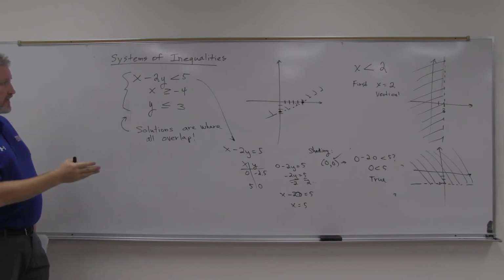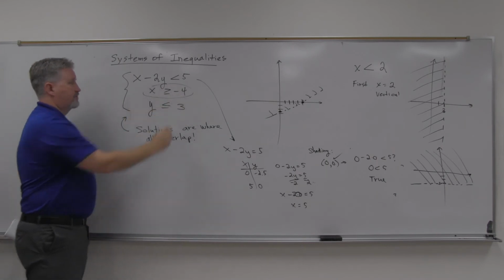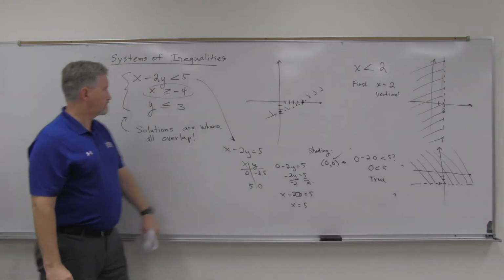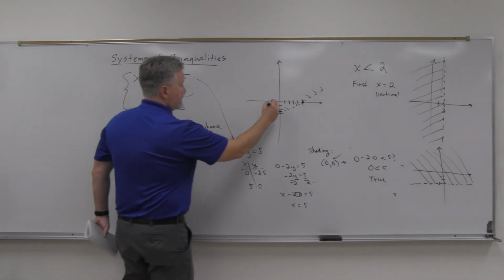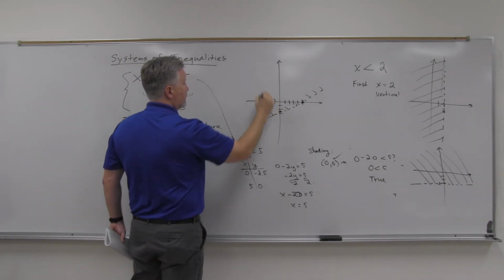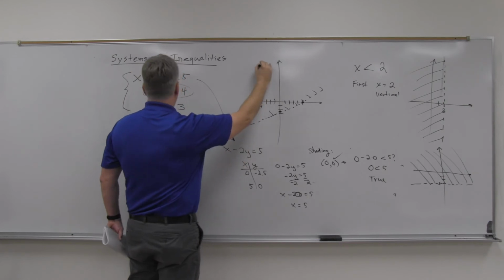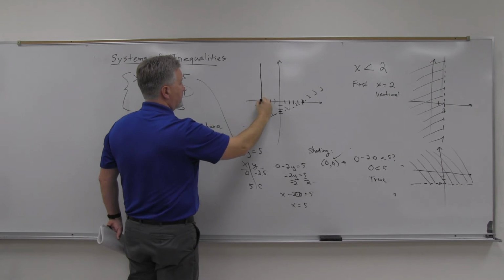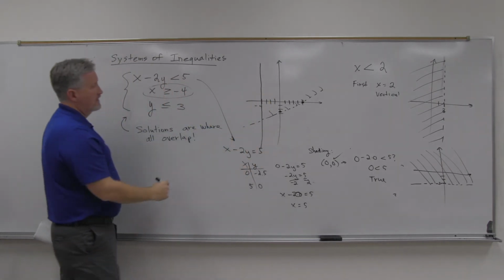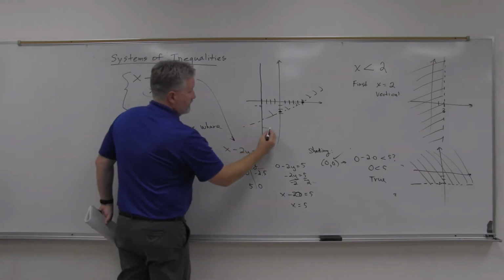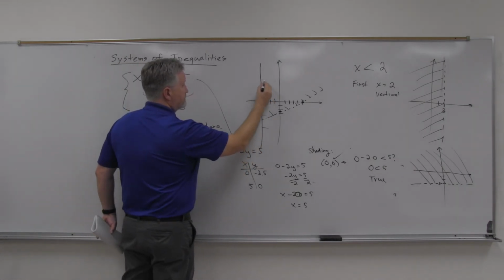Okay, now the others, x is greater than or equal to -4. Well, that's our vertical line we're shading. So that's a vertical line through -4. And it's solid, right? Which side? 0, 0 would work, so I would shade to the right.